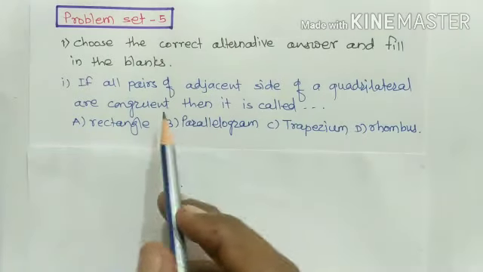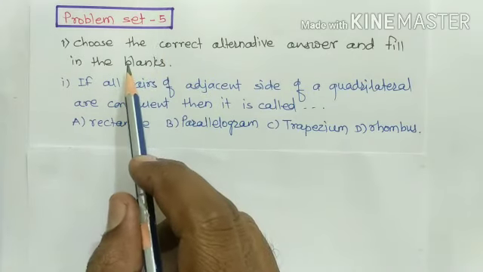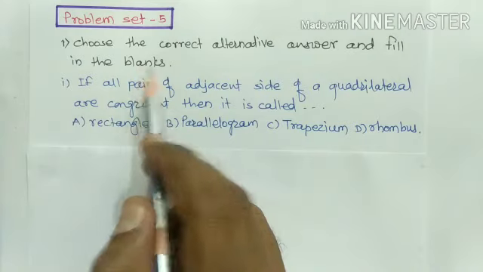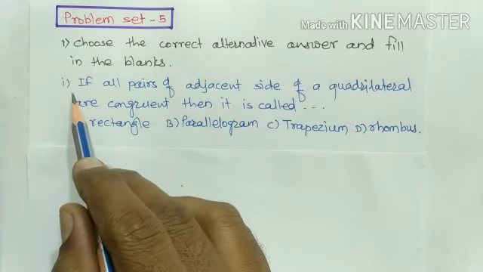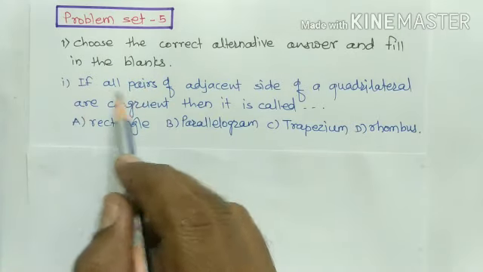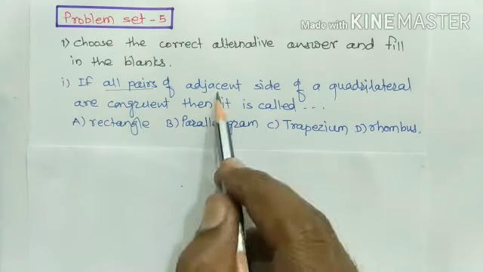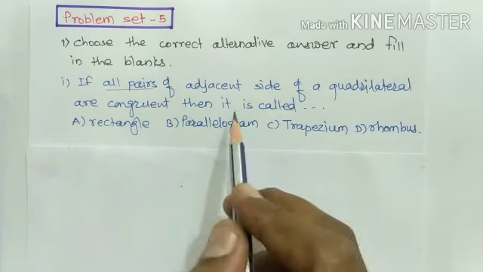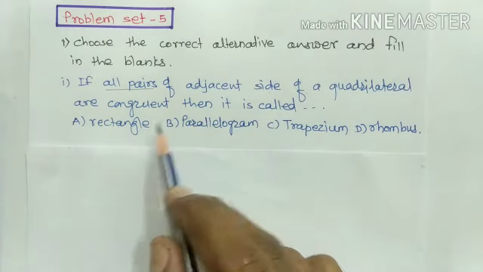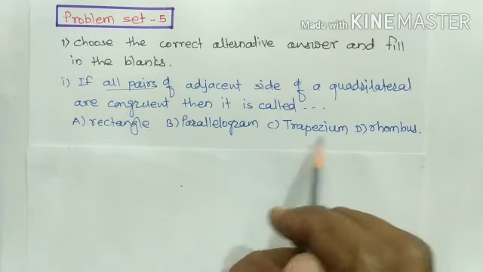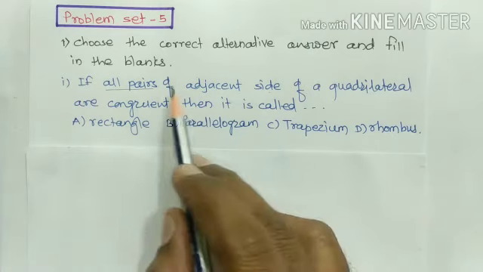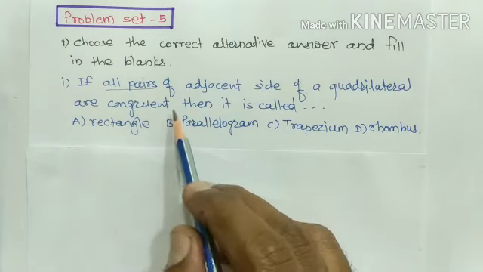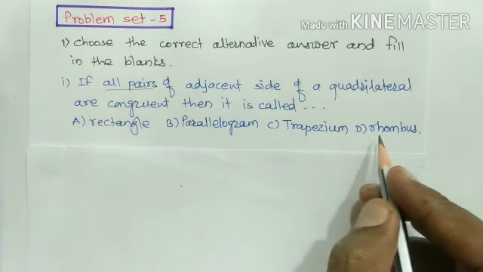We are going to solve the examples in problem set 5. The first question is MCQ type. See, choose the correct alternative answer and fill in the blanks. The first sub question is, if all pairs of adjacent sides of a quadrilateral are congruent, then it is called rectangle, parallelogram, trapezium, rhombus. What is given here? All pairs of adjacent sides are congruent, then that quadrilateral is a rhombus.